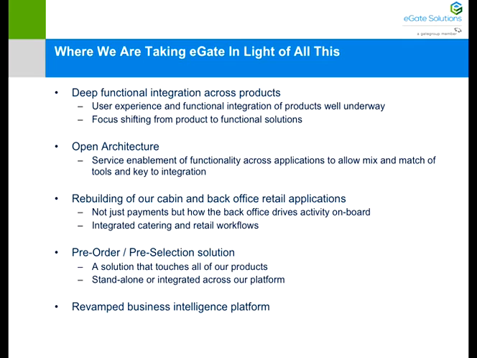So the first one is really making sure that we're working on functional integration across the products. And so that's both a user experience question, but also a shifting of focus, frankly, from a product stance to a functional solution. So when we look at pre-order, pre-select, it's really a functional solution that cuts across all of our products, from asset management, galley planning, to the above-the-wing management tool set, to our onboard tools. And all of those need to be strung together and functionally integrated so that we can support that appropriately. And that's something we've spent a lot of time on, certainly in 2014 and in 2015. It will continue to be a real core focus of ours.